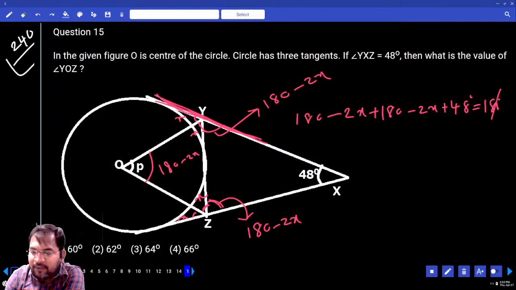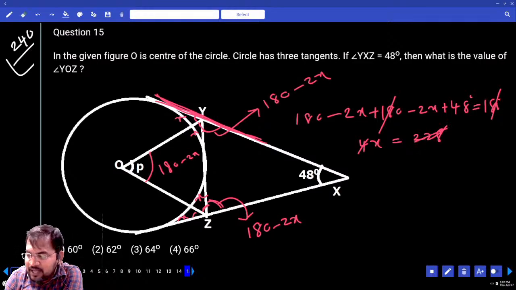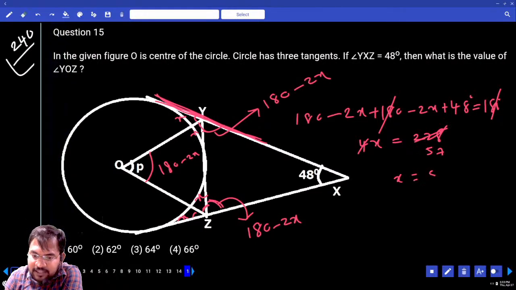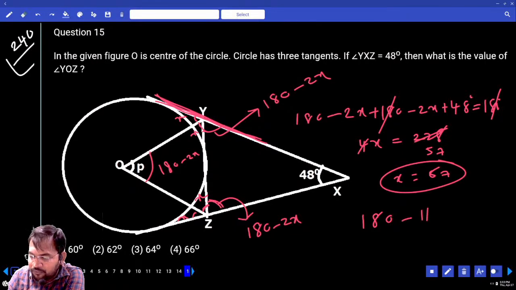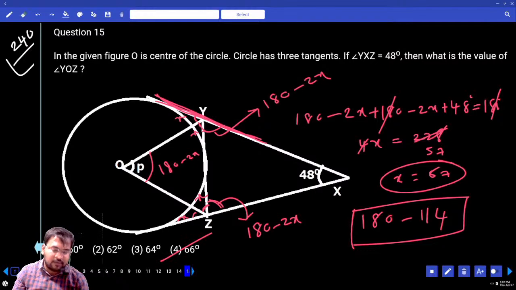180. 180 gets cancelled. This 2x comes to this side. This is 4x. 180 plus 48 is 228. So 4 times x is 228, so x is 57. What we need is 180 minus 2x. 57 twos are 114. 180 minus 114 is 66. Your answer is 66.